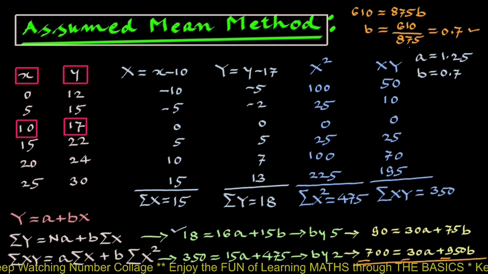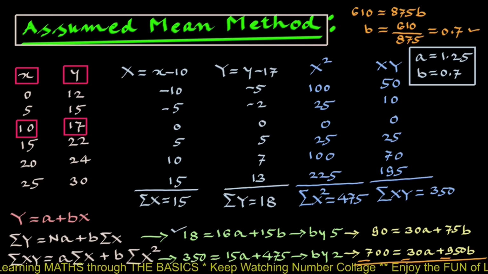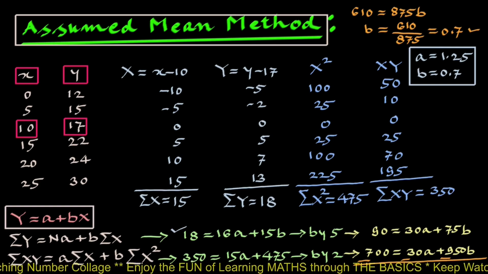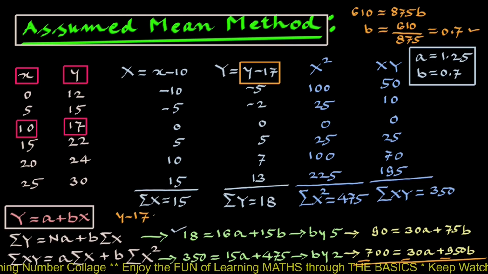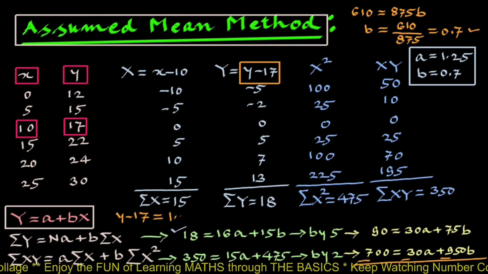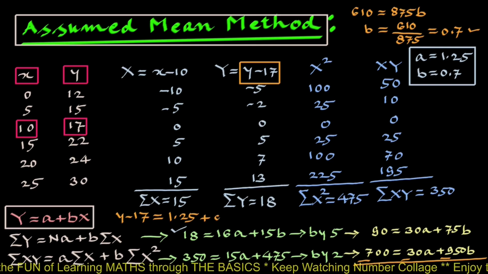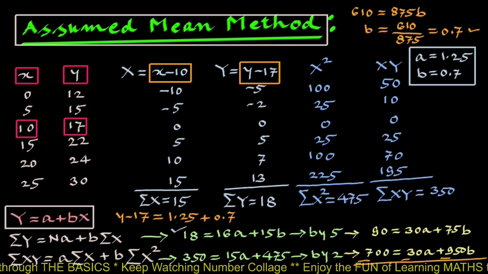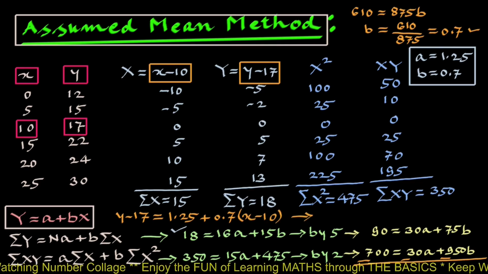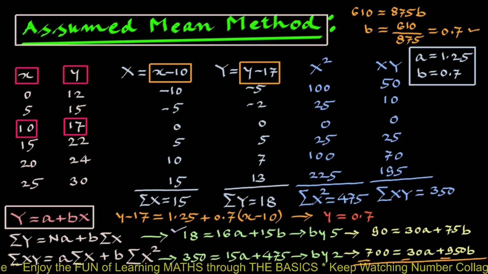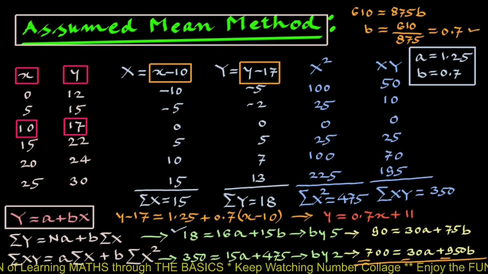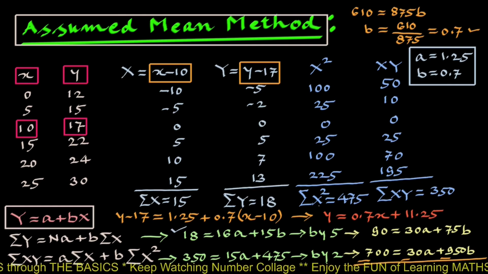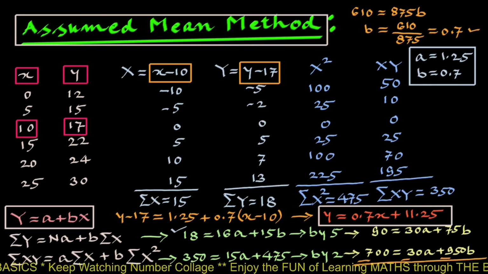Now from these values of a and b, we write equation of the line capital Y equals a plus b capital X as y minus 17 equals a, which is 1.25, plus b, which is 0.7, multiplied by capital X, which is small x minus 10, which after simplification gives y equals 0.7x plus 11.25 as the equation of the line of best fit. Y equals 0.7x plus 11.25.